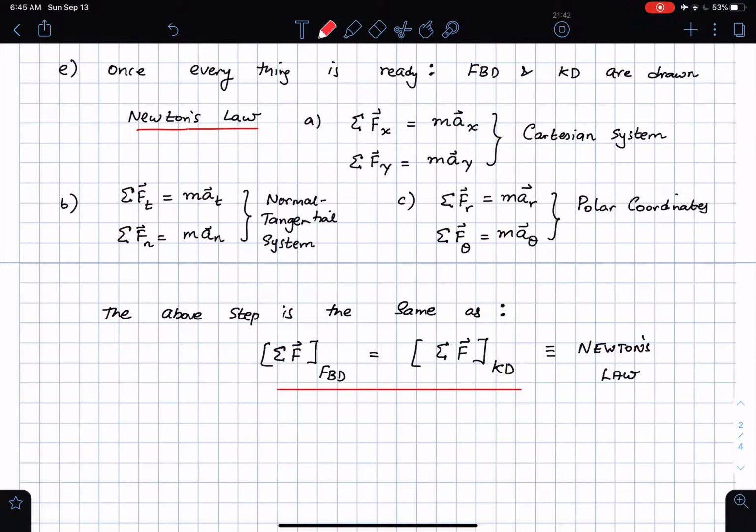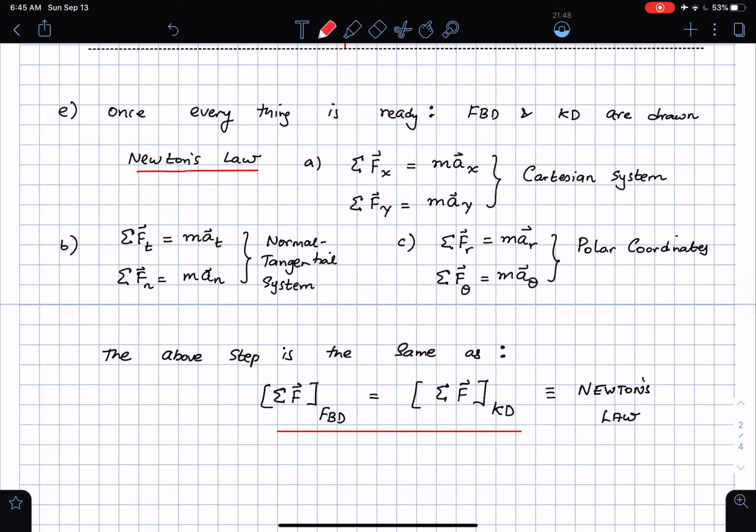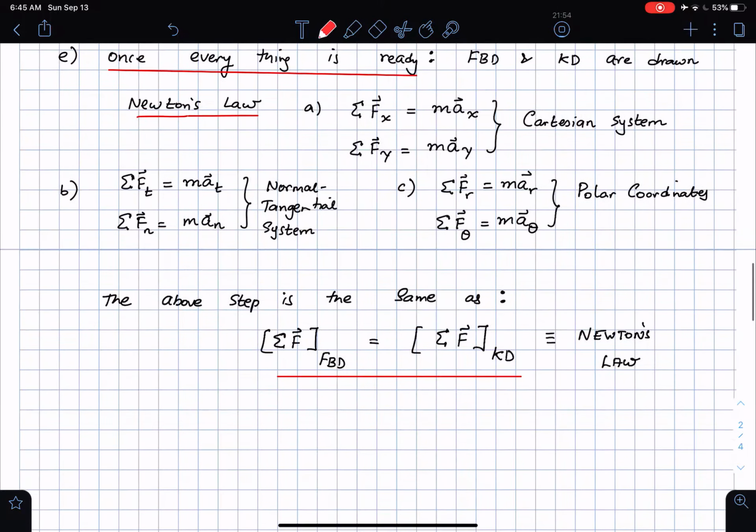Okay, and once I'm done with all of these, I still have to make use of this once everything is ready. So essentially you're drawing the free body and the kinetic diagram, and the fundamental step of the problem is where you're setting these two equal to each other. I wanted to put a double line there. All right, there you are.